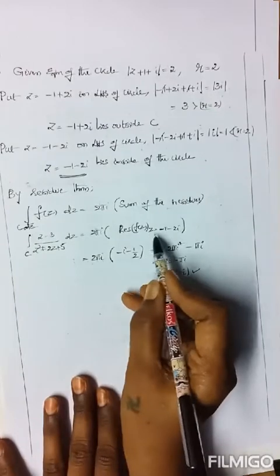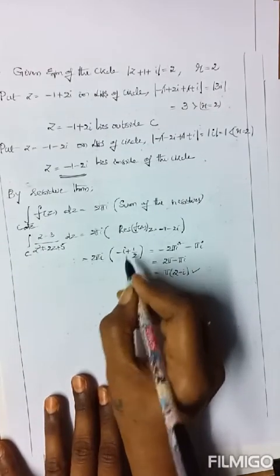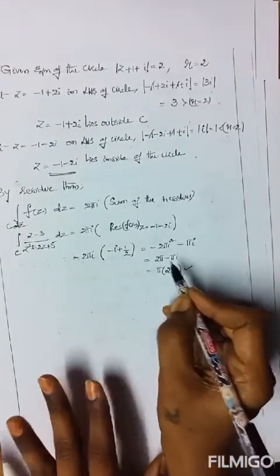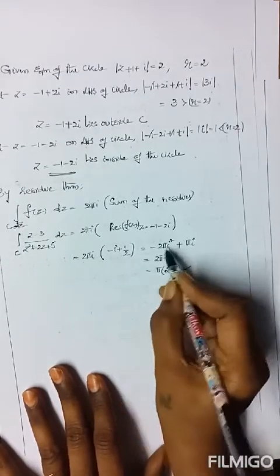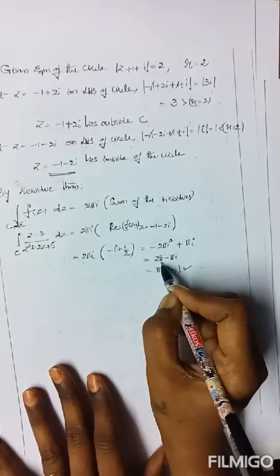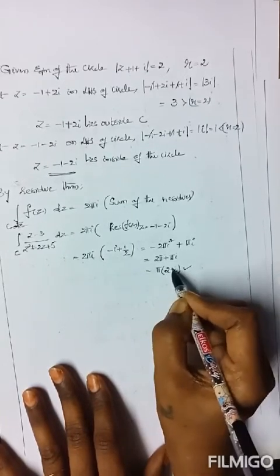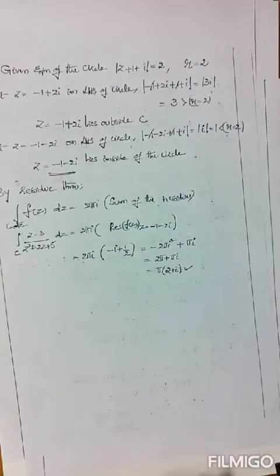Here the residue of this point is minus i plus 1 by 2. Now minus i plus 1 by 2, this is plus. Here i square is minus 1, 2 pi, this is plus. So that totally the answer is pi of (2 plus i).